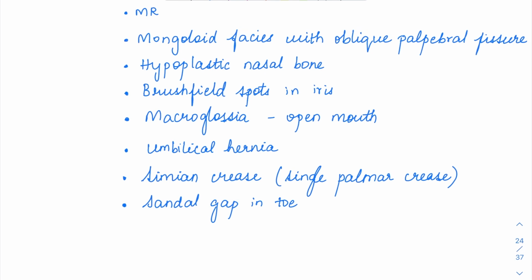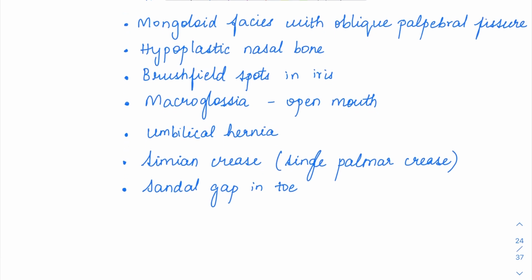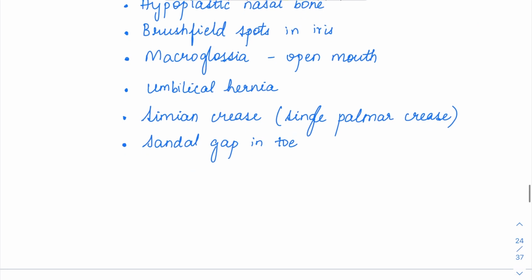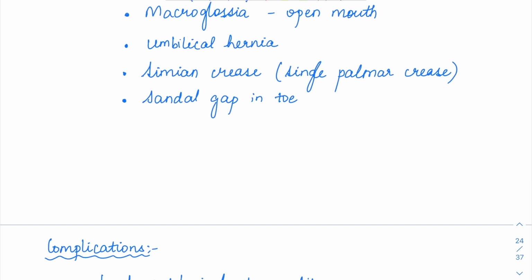Then Brushfield spots in the iris are going to be there. Then the mouth is going to be open because the tongue is going to be big. Macroglossia is going to be present, because of which the child is going to have an open mouth. And then they'll have umbilical hernias, duodenal atresia, Hirschsprung's disease, and also a single palmar crease in the palms. A single palmar crease is usually called a simian crease, as in simian monkeys, right? So they have that single palmar crease. Like that, the Down's baby is going to present.